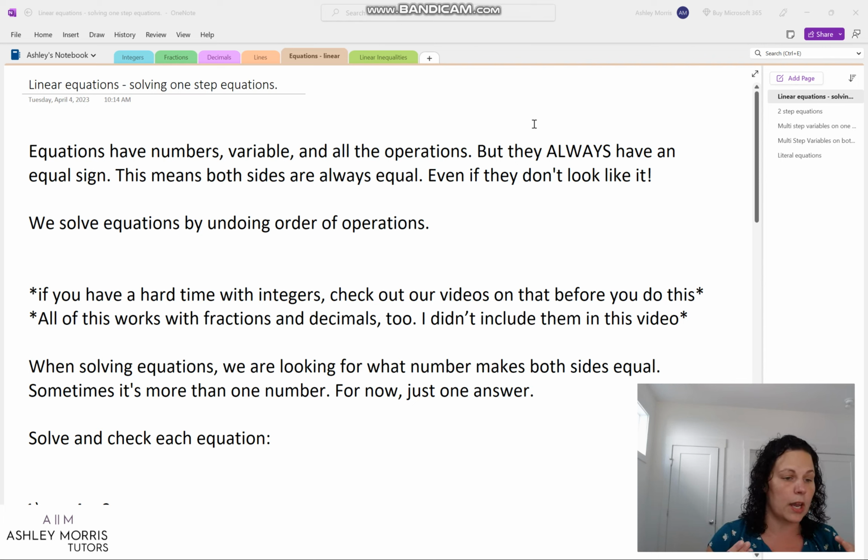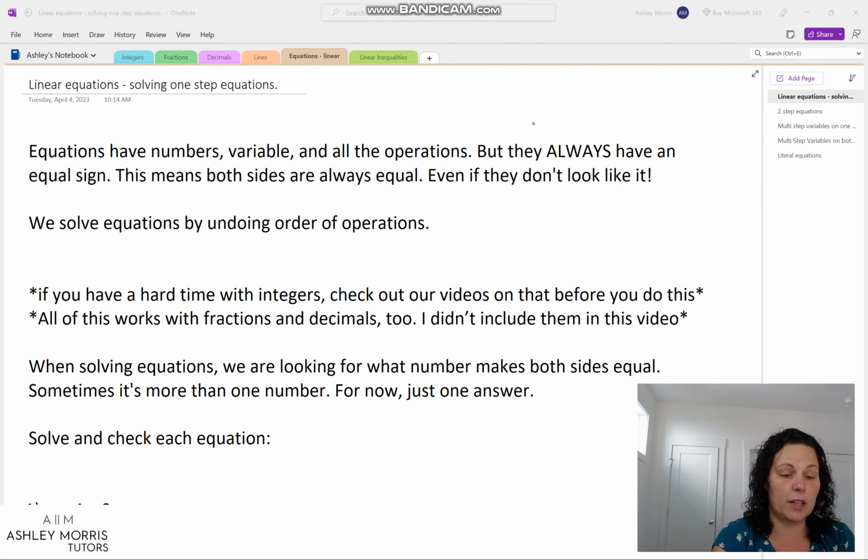So what's an equation? Equations have numbers, variables, and any of the operations. So they could have adding, subtracting, multiplying. They could even have stuff like square roots and exponents. But right now, we're not going to worry about all that. But they will always have an equal sign. That means both sides have to stay the same. They have to be equal, even if it doesn't look like it.